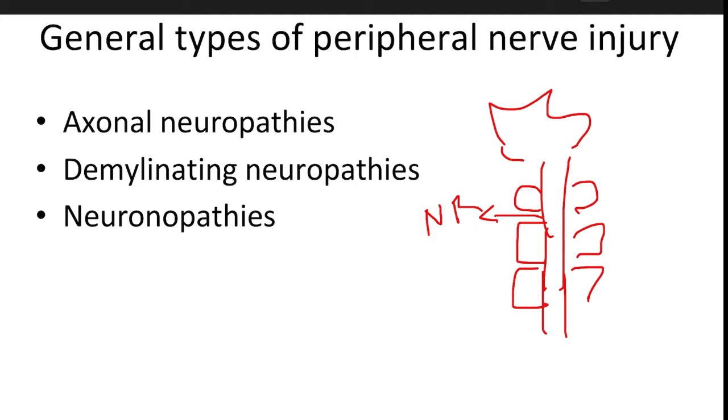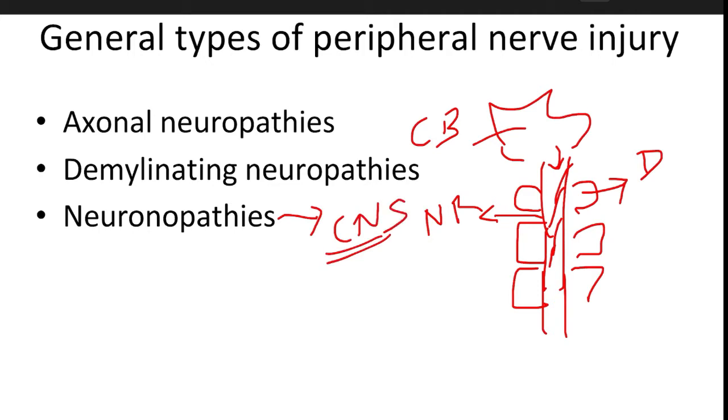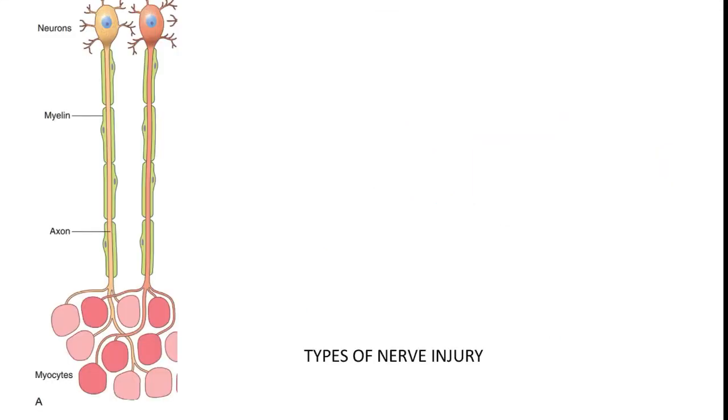Now, if the axon is gone, it is called axonal neuropathy. If Schwann cells or the myelination is gone, it is called demyelinating neuropathies. But when cell bodies are gone with the axons, it is called neuronopathy. Basically, it is seen most of the time in the CNS, or it resembles the CNS, though it is called neuronopathy. So coming to the next thing. So this is the same as what I would like to tell you.